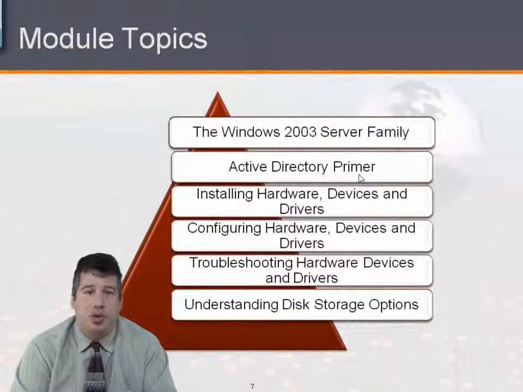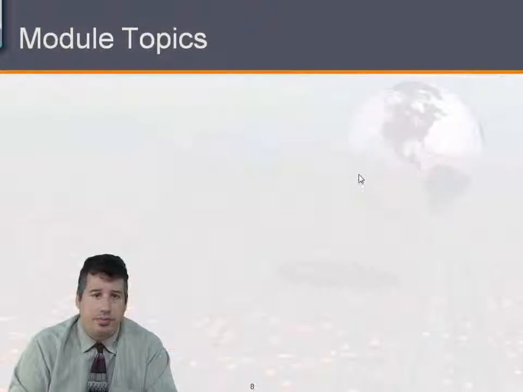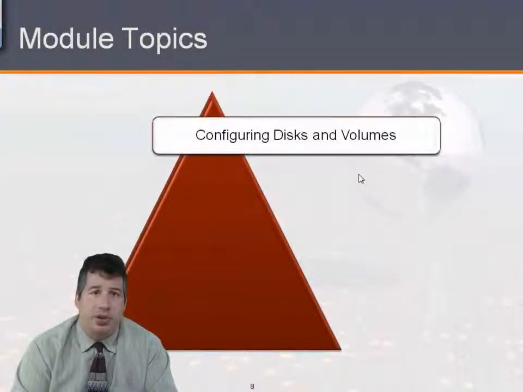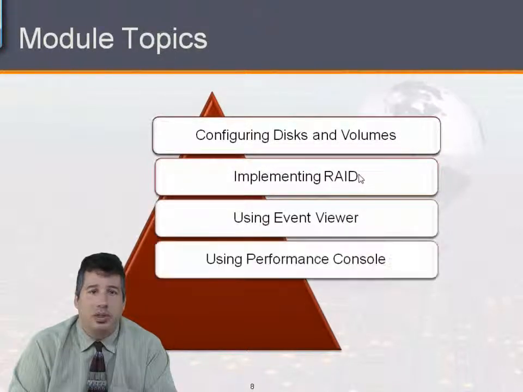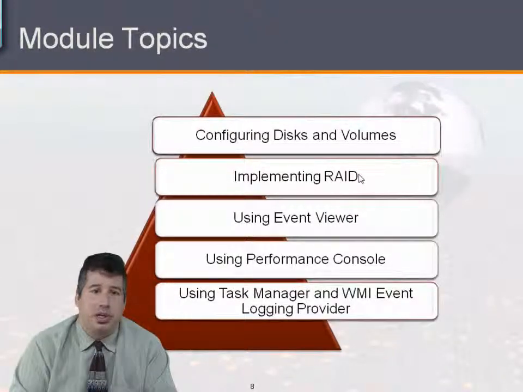Then understanding disk storage options, such as using shadow copy. What is shadow copy? How does it work? Disk quotas. Setting up a RAID 1, a RAID 0, a RAID 5. Configuring disks and volumes, basic disks, dynamic disks, implementing RAID, using the Event Viewer, using the Performance console, so we'll be able to find those bottlenecks that are happening on our systems, using Task Manager, and the WMI event logging provider.